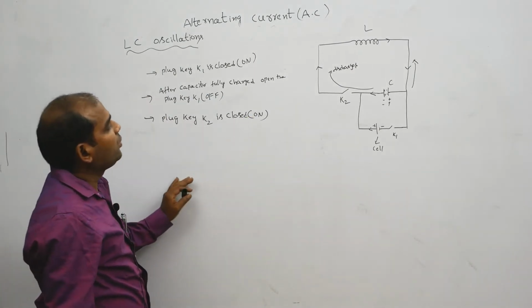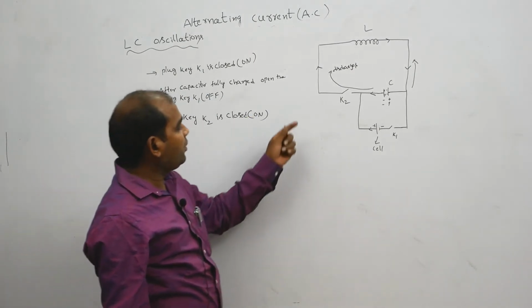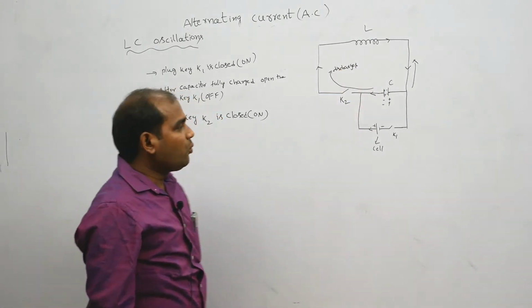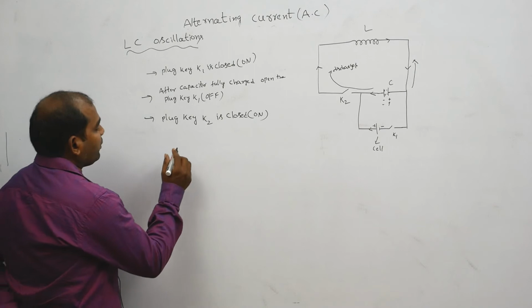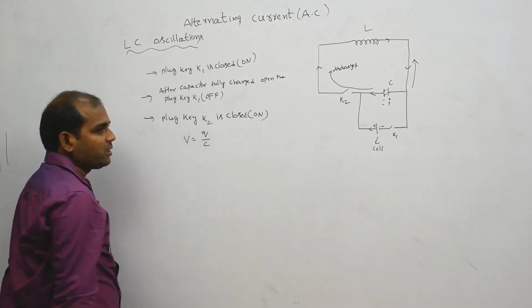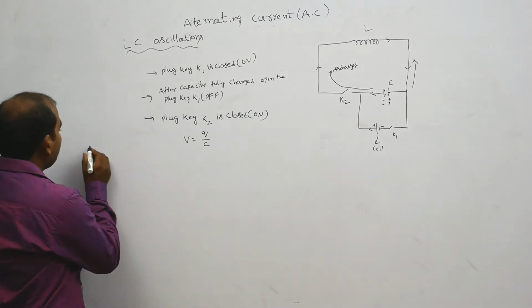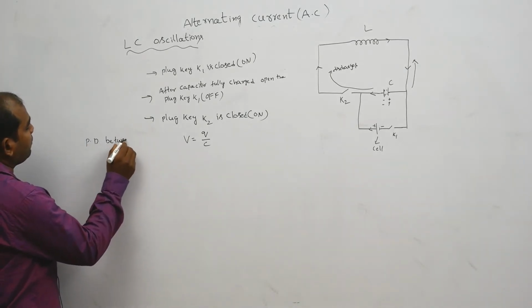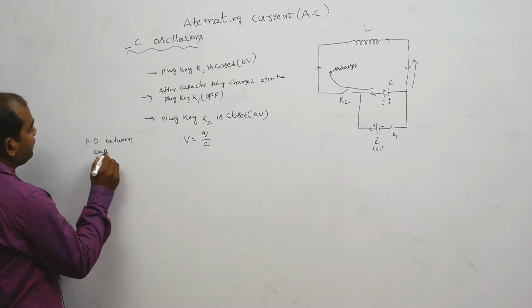In this circuit, we are going to discuss the derivation. Let's suppose this is the capacitor plate and this is the inductor. What is the potential difference across the capacitor plate? That is V is equal to Q by C.